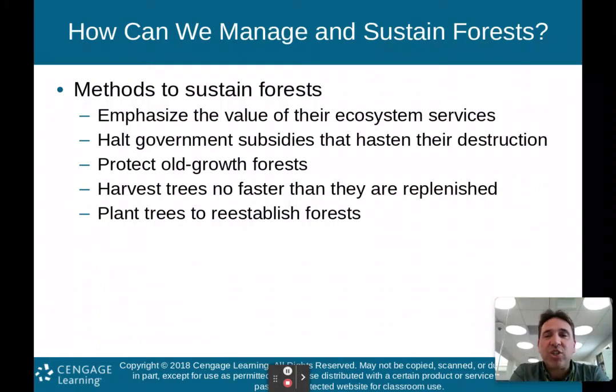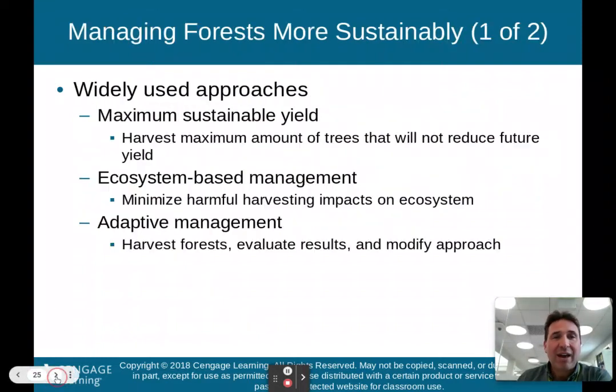We want to harvest trees no faster than they are replenished. That's why selective tree cutting makes more sense than just clear cutting, right? Because you're harvesting a tree or two here, but you're letting others replenish rather than just cutting the entire forest down in what's known as clear cutting. And we need to plant trees to reestablish the forest that we have cut down. So, some widely used approaches, all right, maximum sustainable yield: harvest the maximum amount of trees that will not reduce future yield, all right? So these are ways that we can manage our forests more sustainably.